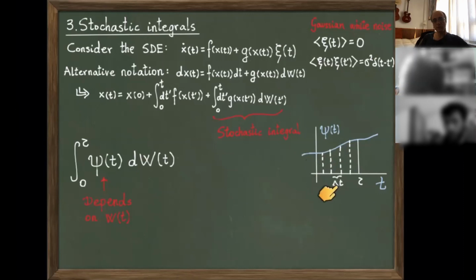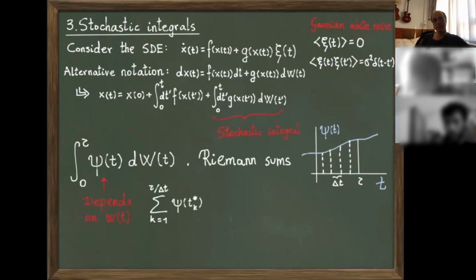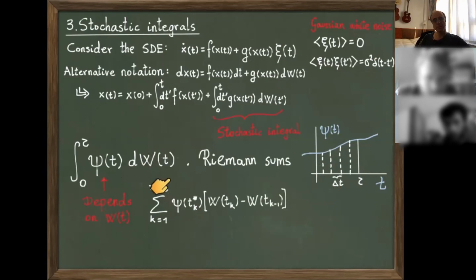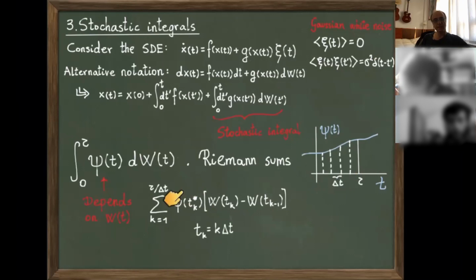this partition has a size delta t. So we have the Riemann sums, which is to evaluate the function in some point. And this is the Riemann-Stieltjes sum, because this is dWt, so we have to multiply by the increment. This dWt is the increment of the Wiener process in the time between tk and tk minus 1. tk are just these points where I've divided the integral. And tk star is one point in the middle of the interval. So tk star is a point which is inside the interval.